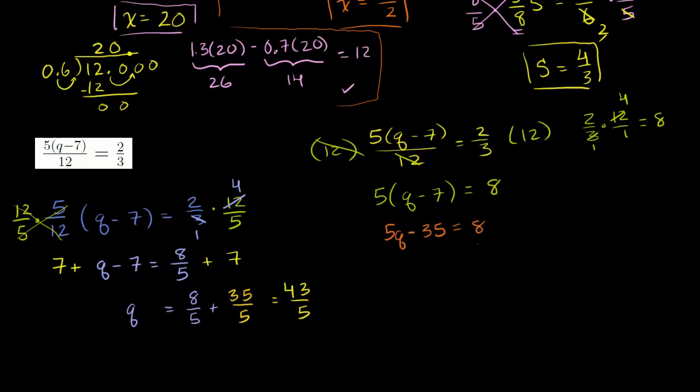Now, if I want to get rid of that negative 35, the best way to do it is to add 35 to both sides. So 35 to both sides. I did that so that these cancel out, and I'm left with 5q is equal to 8 plus 35, which is 43. Now I can multiply both sides of this equation by 1/5, which is the same thing as dividing both sides by 5. And these cancel out. You get q is equal to 43 over 5.